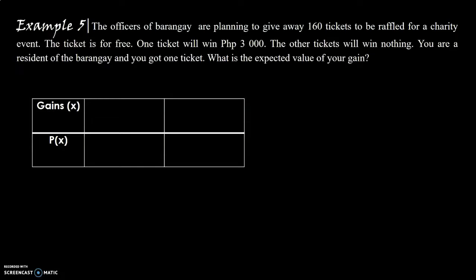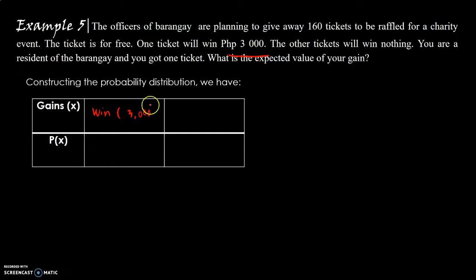Okay, so in this problem, there can only be two possible outcomes. It's either you lose or you win. So when you win, you get 3,000 pesos. But if you lose, since the ticket is for free, then you lose nothing. So when you lose, then you lose nothing. Okay, so that would be 0.